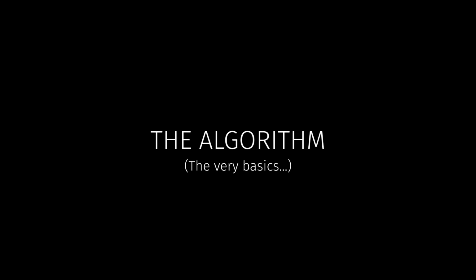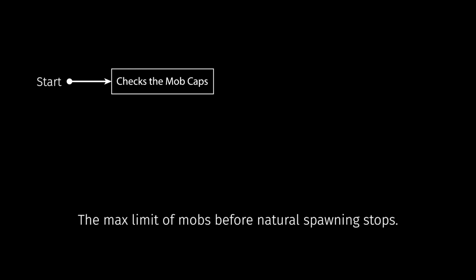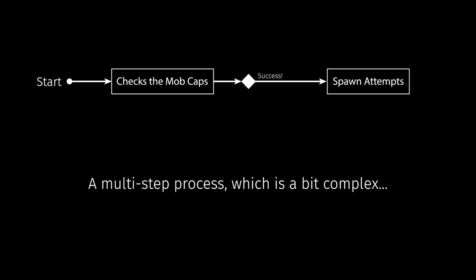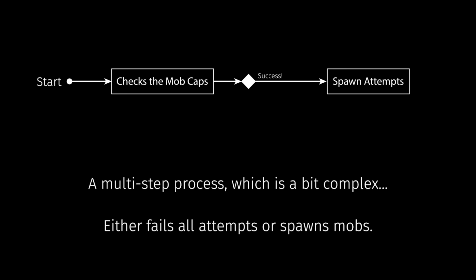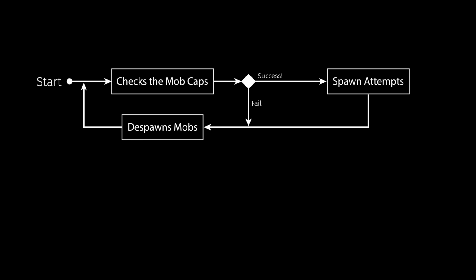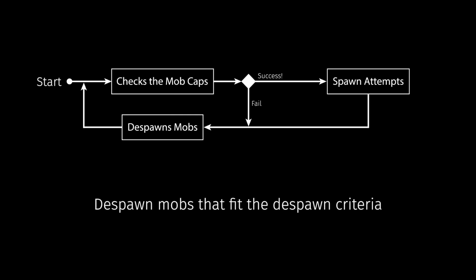The very basic flow of mob spawning is this. The game first calculates the current state of the mob caps, which is the max limit of mobs that can exist in the game before the algorithm will stop spawning for each mob category. Then if it finds there is space within the mob cap, it will start the spawning attempt process. This is a multi-step process with a lot of consideration, but to simplify it, the attempt will either result in successful spawns or a failed spawn attempt. Finally, the game will run the despawning portion of the algorithm, which will despawn mobs that meet the despawn criteria. At this level, it's pretty simple, but there are a lot of details to fill in.